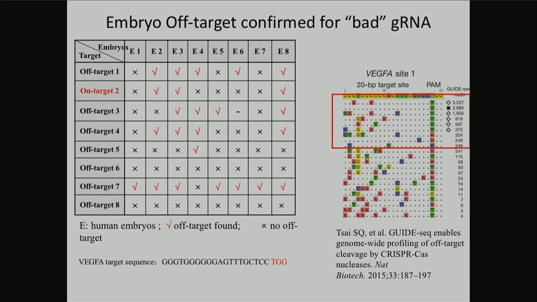We injected this guide RNA into human embryos, we had 8 human embryos, and we screened for off-targets. For every single human embryo, we could detect at least one off-target. So the off-target effect in embryos is confirmed for a bad guide RNA. It's kind of a positive control. Okay, so that's the first part about off-targets.